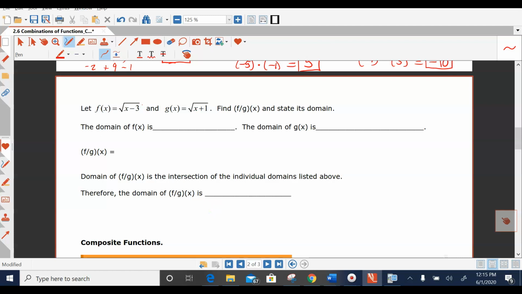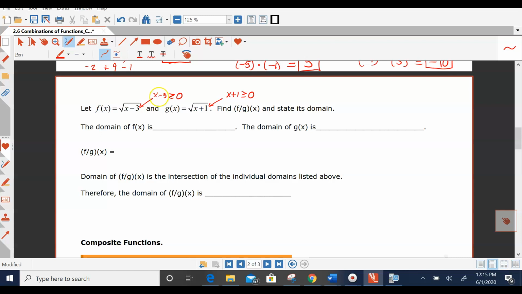Remember, when you have a square root function, you've got to take that radicand, in this case x minus 3, and set it greater than or equal to 0. The radicand in this case is x plus 1, and set it greater than or equal to 0. Because remember, you can't square root negative numbers. They end up being non-real values. They end up being complex numbers. We'll work with those a little later on.